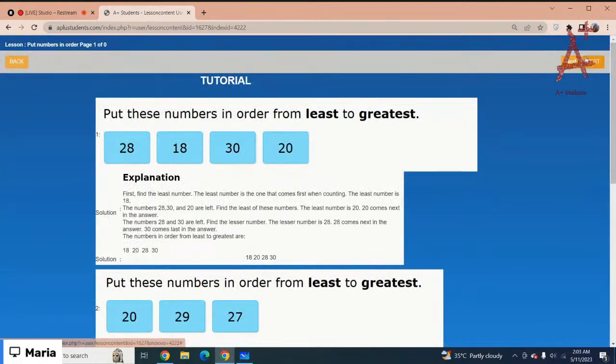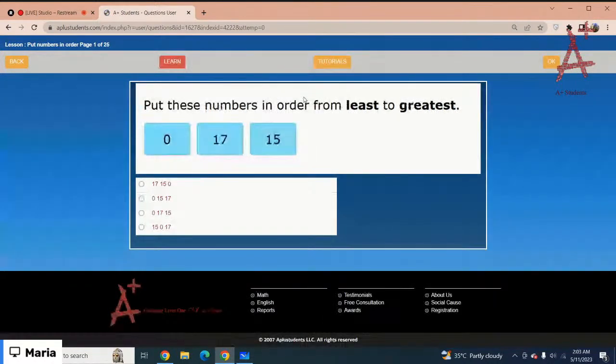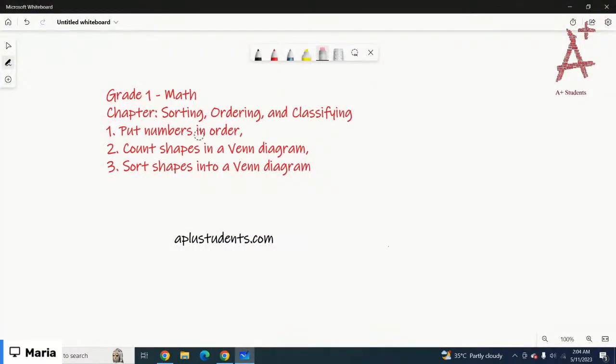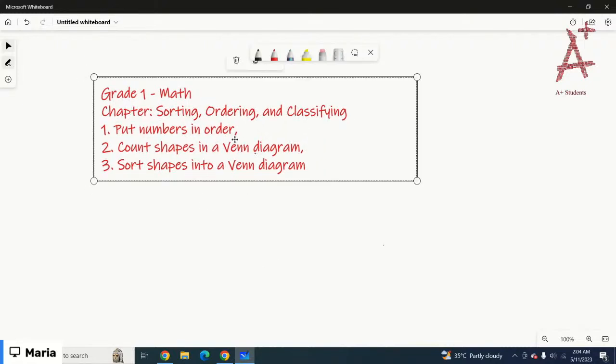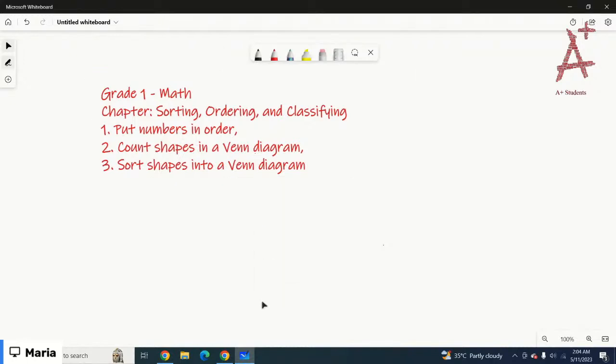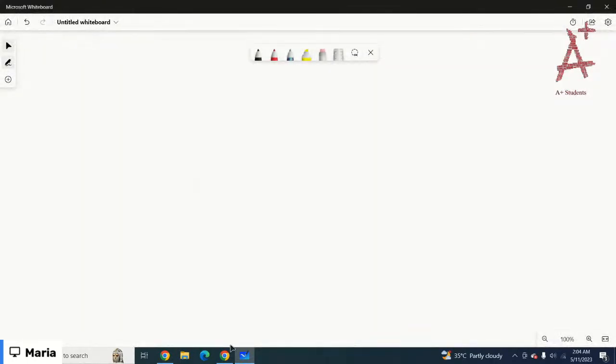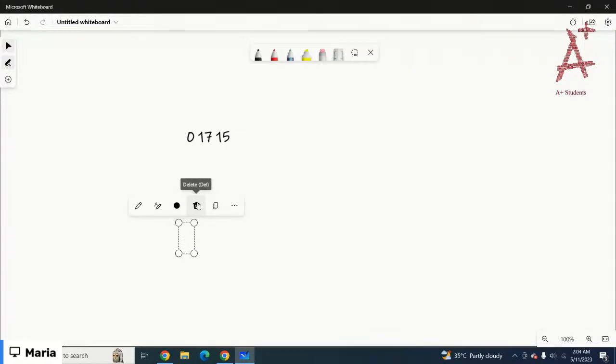Okay, let's just start with the test questions. Put these numbers in order from least to greatest: 0, 17 and 15. Let me just write them down on the board. The numbers are 0, 17 and 15. Which number is the least one, the smallest number? 0 is the smallest number. Got it? So you have to write down the 0 first.